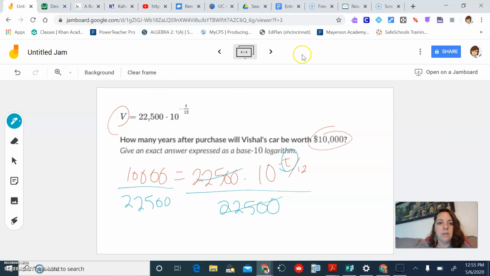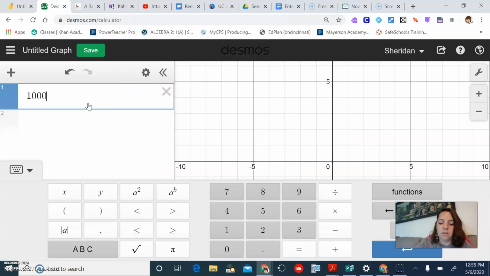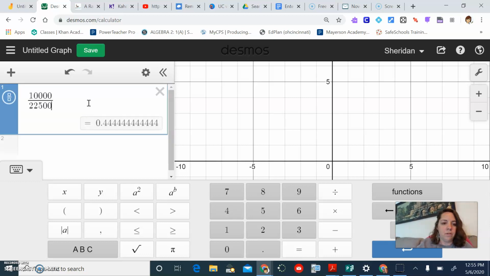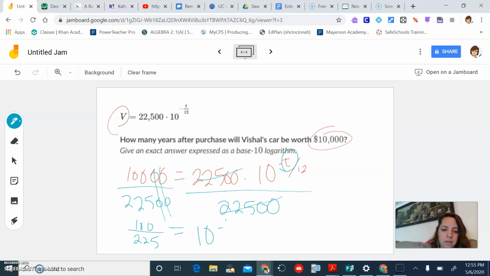Calculator, 10,000 divided by 22,500. I don't like that it's a crazy decimal, but 0.4444. All right. Let me just reduce this fraction. I'll just leave it at 100 over 225 for now, although you and I both know that could reduce more. 10 to the negative t over 12.